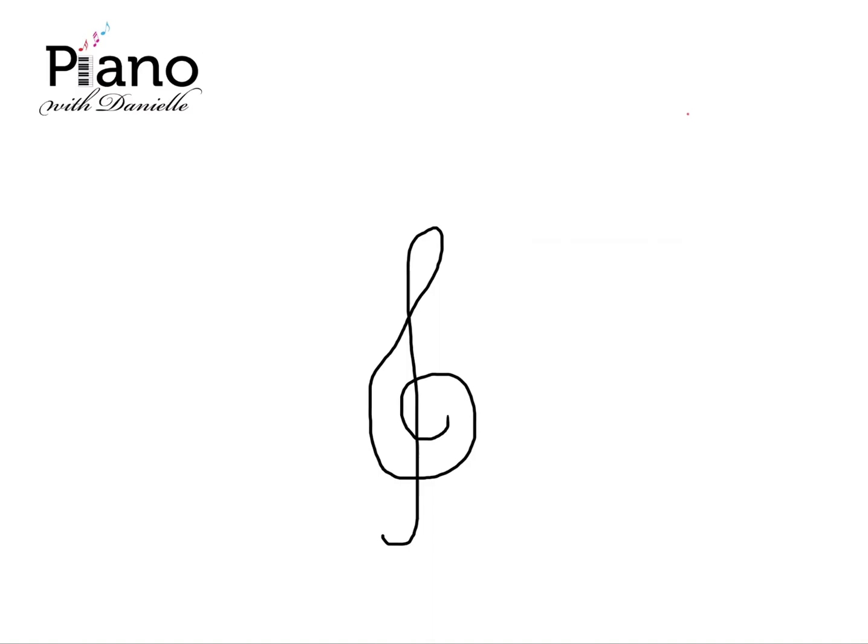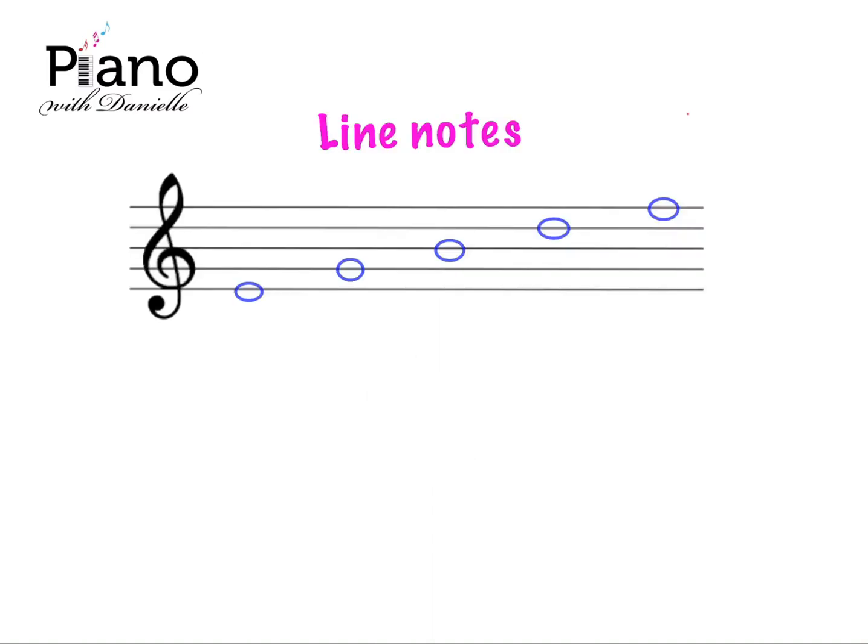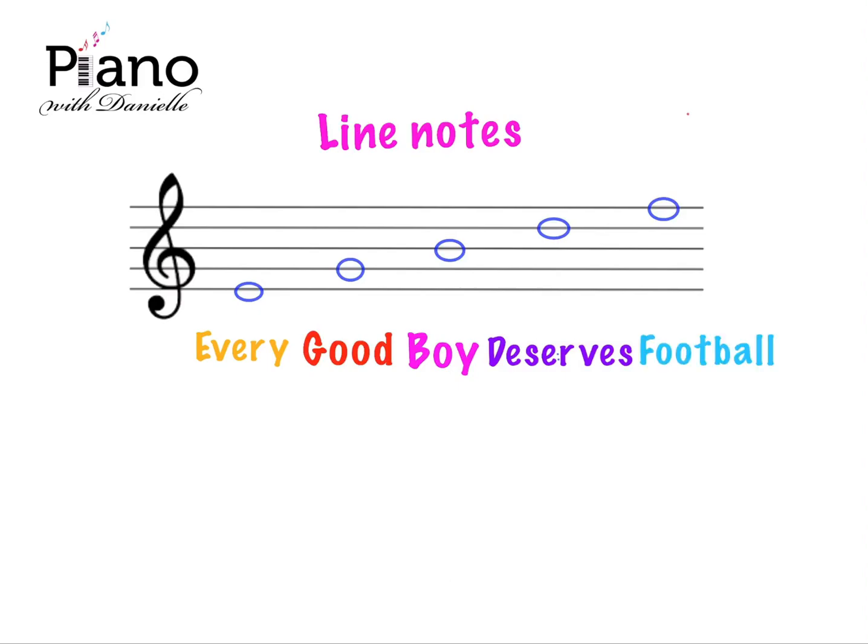Let's take a look. These are the line notes for the treble clef. Remember, I call them line notes as they go through the lines of the stave. Others will have variations of sentences that they use, but this is the one I have always used. Every good boy deserves football. We take the first letter of every word to tell us the name of the notes. E, G, B, D and F.